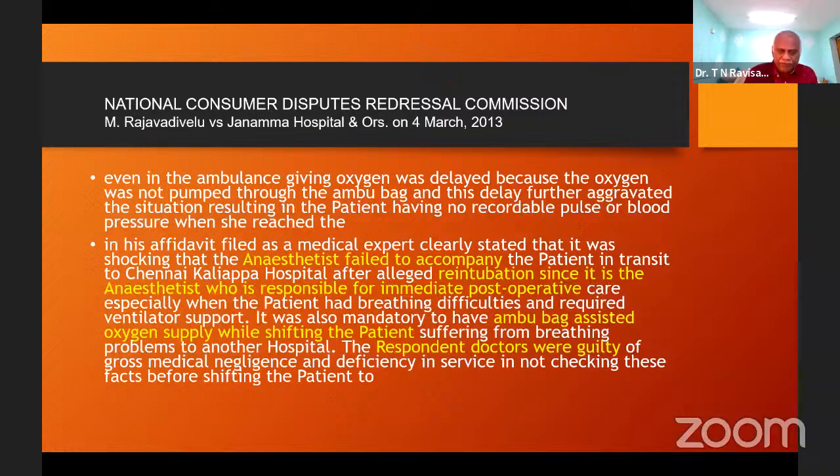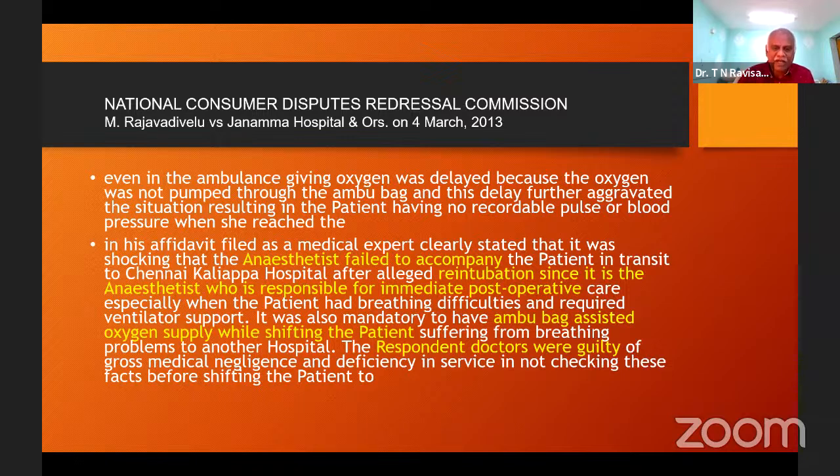I'll go through the slide. Even in some of these, there are statements that have been pronounced in the judgments. Even in the ambulance, giving oxygen was delayed because the oxygen was not pumped through the ambu bag, and this delay further aggravated the situation, resulting in the patient having no recordable pulse or blood pressure when she reached the receiving hospital. Then the receiving hospital is not going to receive the patient, and it is the primary hospital that will have to go and convince the attenders what has happened.